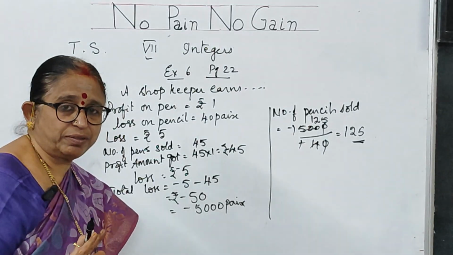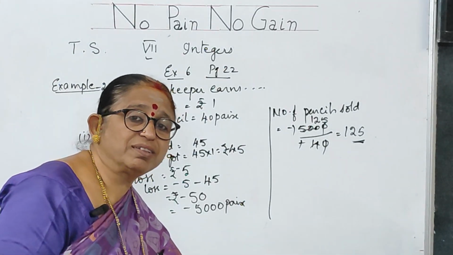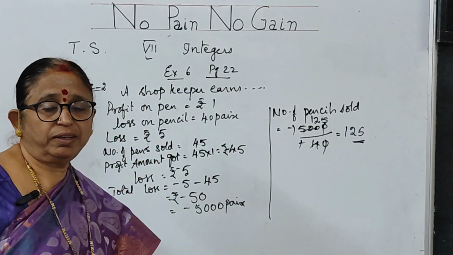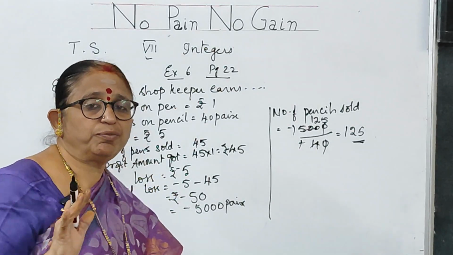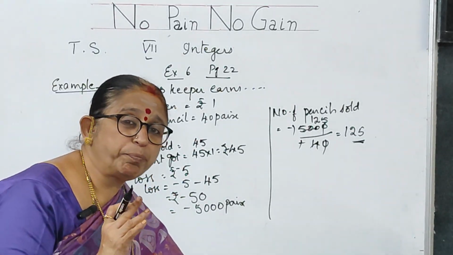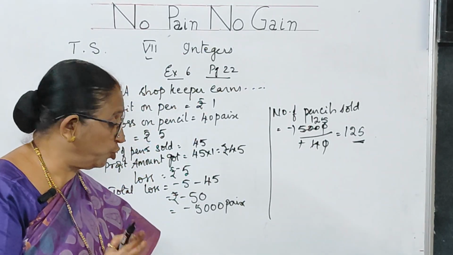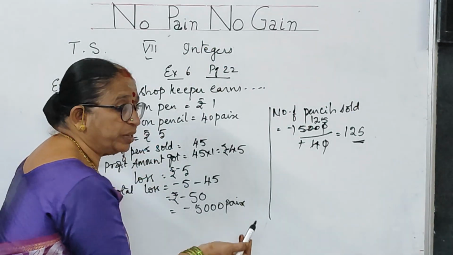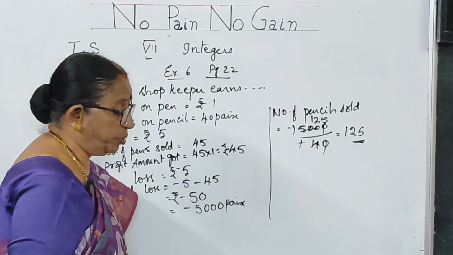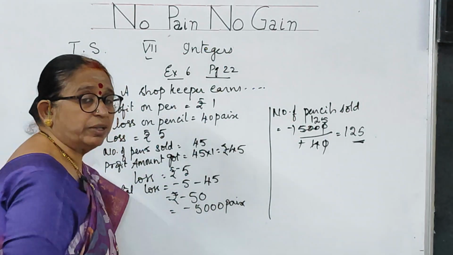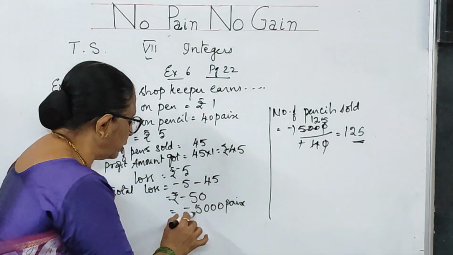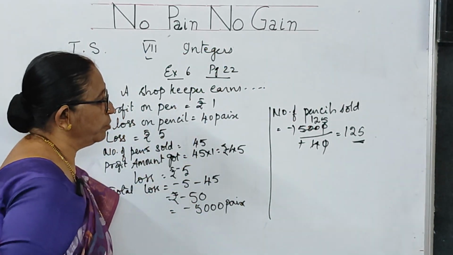Now loss is given in terms of paisa. So we have to convert rupees into paisa. 50 rupees should be converted into paisa. You know that 100 paisa is 1 rupee, so 50 rupees is 5,000 paise. We will write minus 5,000 paise. Why? Because it is loss.